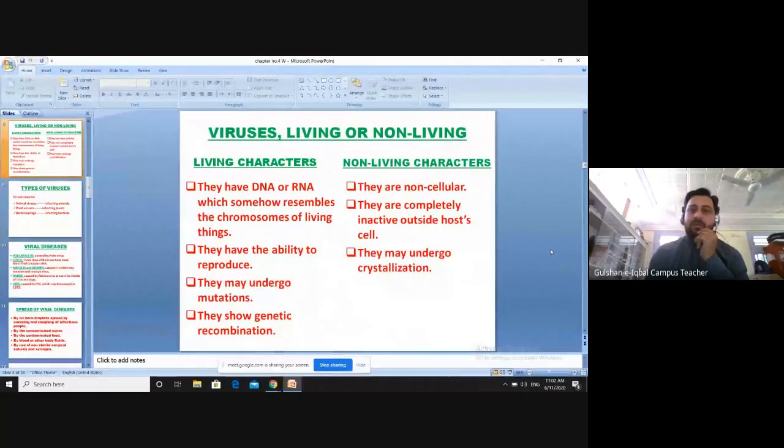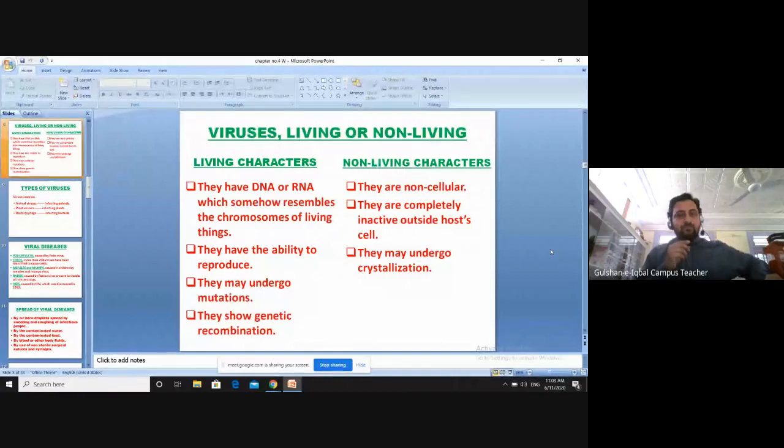Let's discuss the living characters of the virus first. Then we will discuss the non-living characters of the virus as well. So first of all, they have DNA or RNA present in them. And we know that DNA and RNA can only be present in living things. They cannot be present in non-living things. So the first character which they have is DNA or RNA, which resembles the chromosomes of the living things. So it means that they can be a living thing. So this is the first argument which we can give that viruses are living.